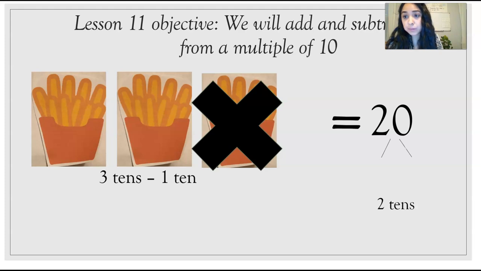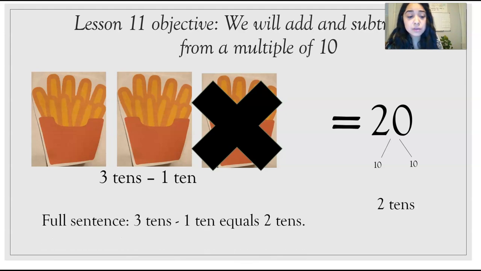Right here I'm drawing my number bonds. You have to make sure you draw those. And I chose the number 10 and the number 10. So 10 and 10 add up to 20. But I could have written 15 and 5, and that still would have been 20. And we have to make sure that we write our full sentence to represent our answer. So our full sentence is 3 10s minus 1 10 equals 2 10s.